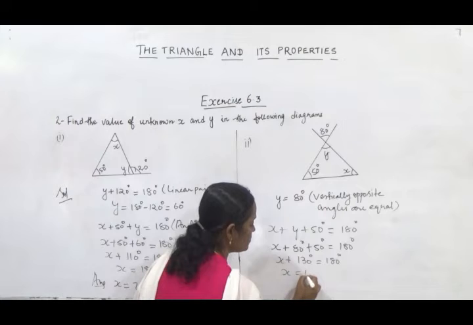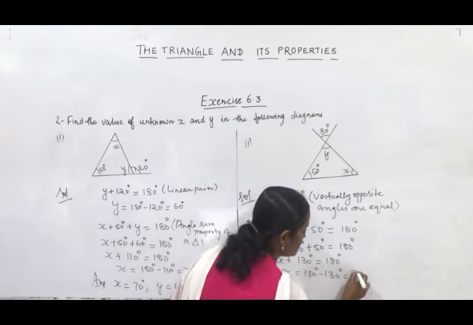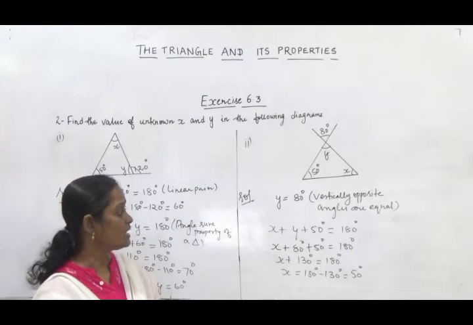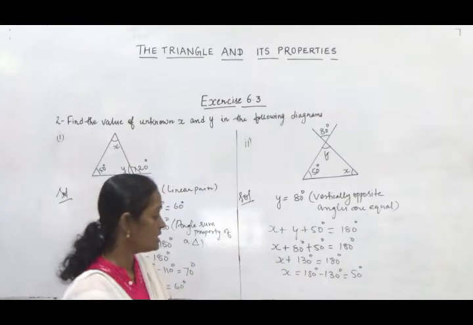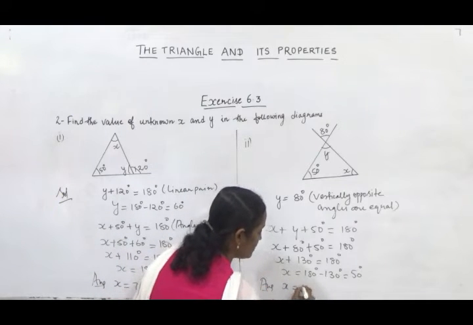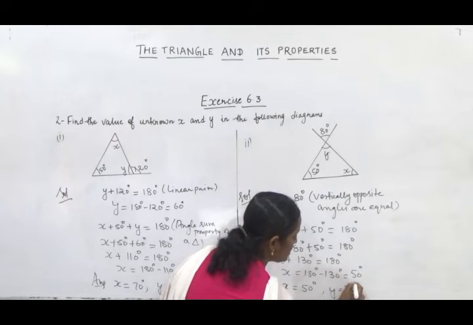So x is equal to 180 degree minus 130 degree, which is equal to 50 degree. So the value of x is 50 degree and the value of y is 80 degree. So x is equal to 50 degree, y is equal to 80 degree.